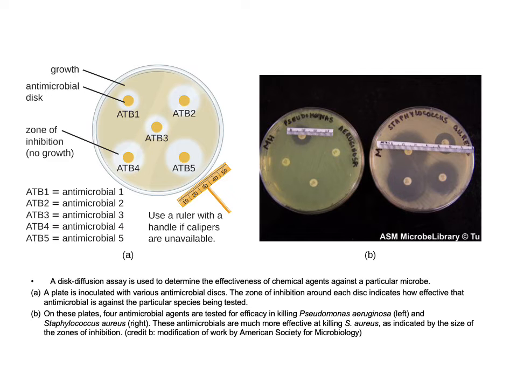The bigger the zone of inhibition, the bigger the zone of no growth, the better that antimicrobial is. Little zones are not as effective as the larger zones. If you look at A and you look at number 1, that is a smaller zone of inhibition than if you look at number 5. You can see which one would be better based on that zone of inhibition when you are using the disc diffusion method.